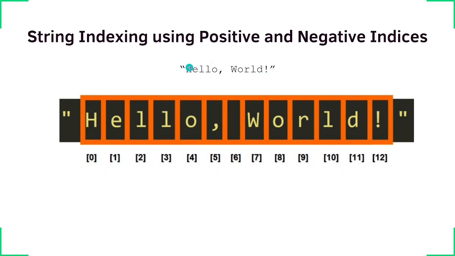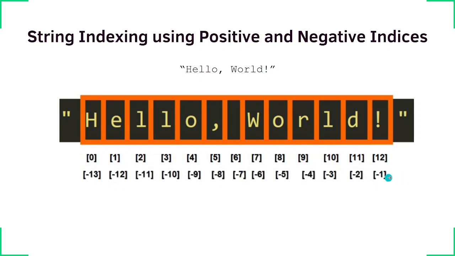And to get to H, we need to index using index value 0. Index value 1 for E, index value 2 for L. Similarly, all the way to 12 for this exclamation mark. Python also has negative indexes that go from the back. It starts with -1 and decrements one at a time. So at the front would be -13.